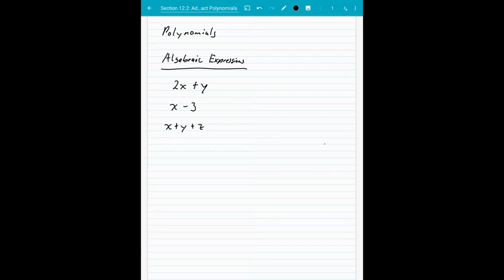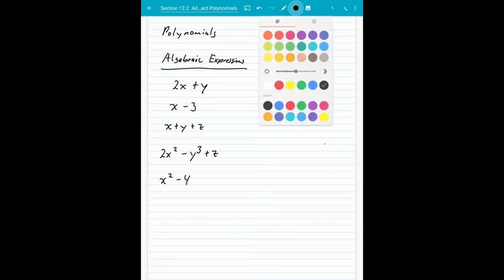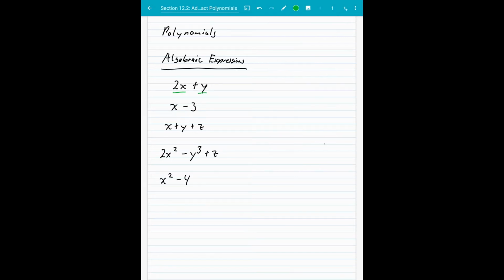I can add on to that by making exponents like we've been using. If I have 2x squared minus y to the third plus z, that's also an algebraic expression. I can even make it simpler, x squared minus 4. That's an algebraic expression as well. So all of these are expressions, and each one of these things right here is called a term. We talked about that ages ago. These are each individual terms.